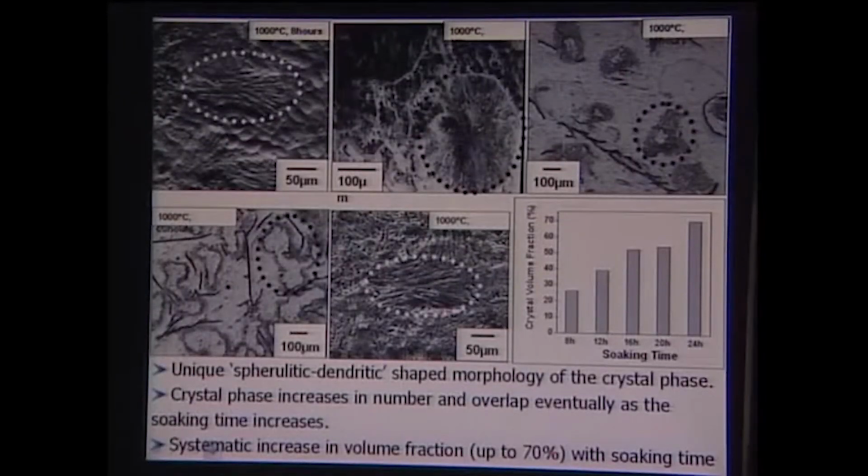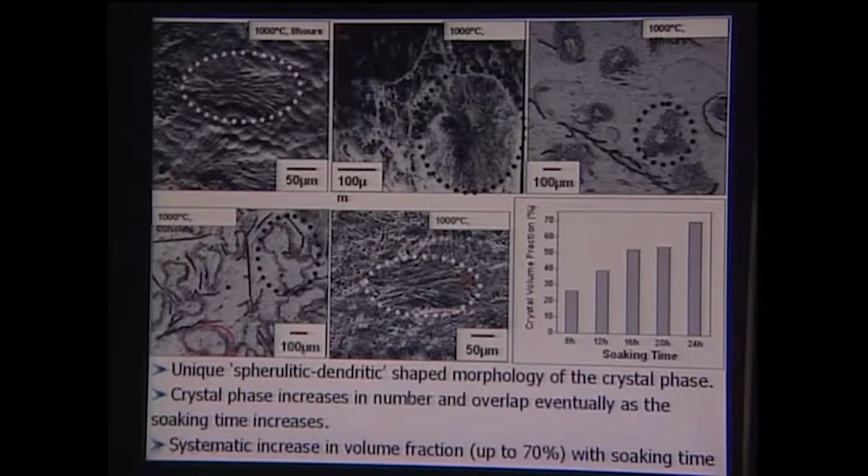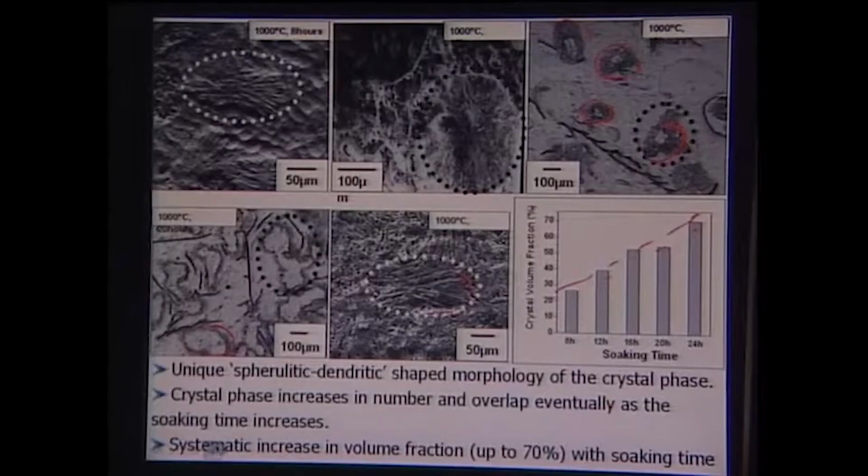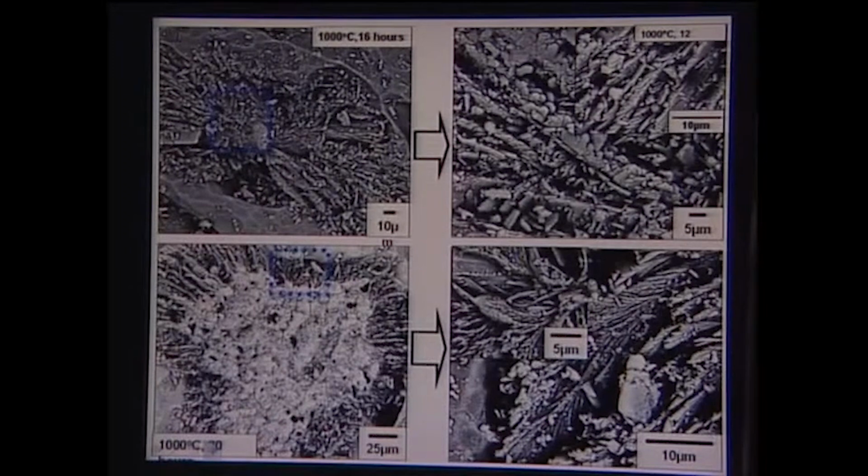Now, when you do this heat treatment at different time scales for the same temperature, let us say 1000 degrees Celsius, you will see essentially butterfly shaped crystals, and these butterfly shaped crystals are what we call spherulitic dendritic crystals. They are characteristically formed at 1000 degrees Celsius, and if you increase the soaking time, you can see the volume fraction go from somewhere around 25 volume percent to 70 volume percent after soaking for 24 hours at 1000 degrees Celsius. This is a systematic increase in volume fraction with time. Now, you can see this microstructure more clearly here.